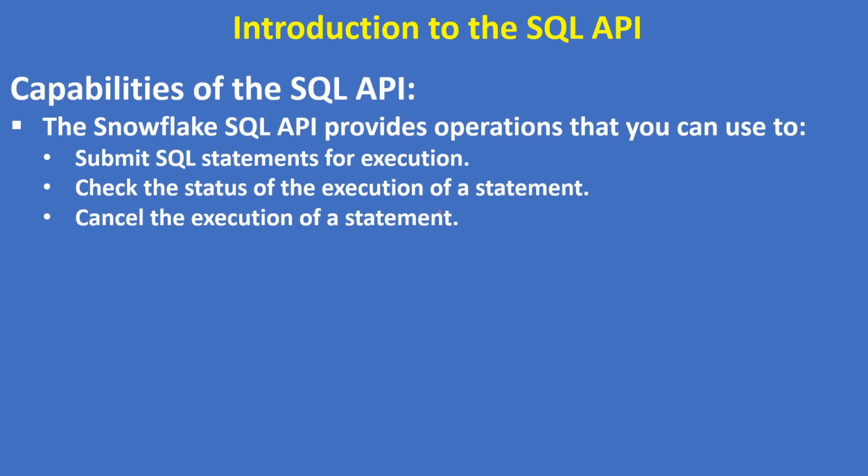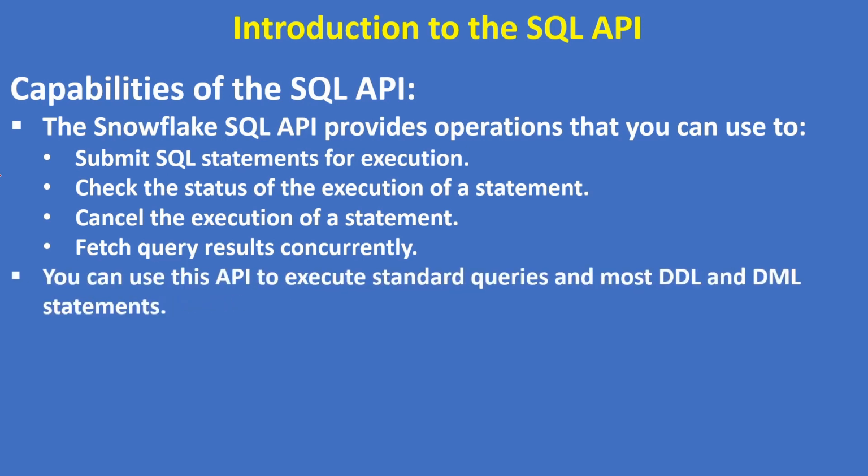Cancel the execution of a statement. Suppose there are a few queries which have been running for a long time, and you've been asked to cancel that query. By using the REST SQL API, you can cancel the execution of a statement. Fetch the query results concurrently, so you can get the data from Snowflake as well. And you can use the API to execute standard queries and most DDL and DML statements.